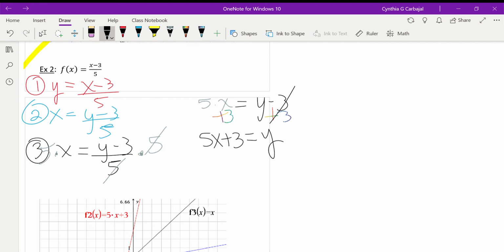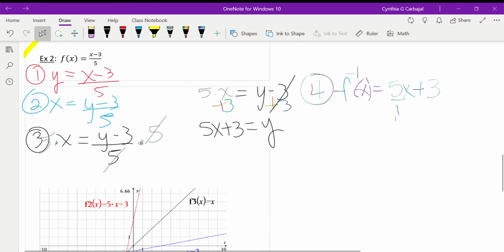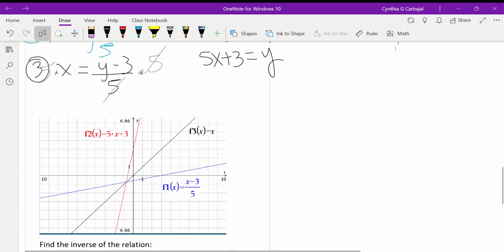And the last step there, step 4. Let me change colors there. Step 4. Switch the y with f of negative 1 of x, right? The inverse function notation there. And that's 5x plus 3. So our slope is 5, or 5 over 1 if you want to be more specific, and our y-intercept is 3.